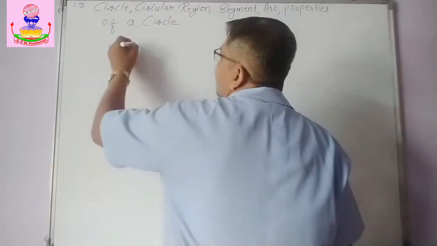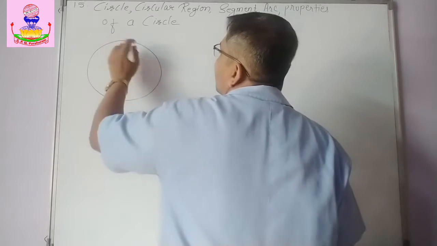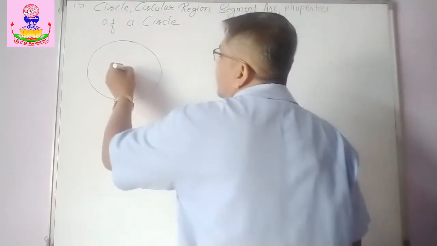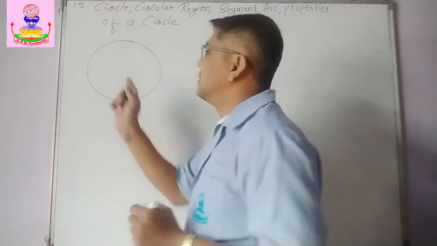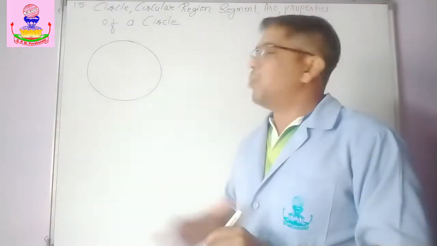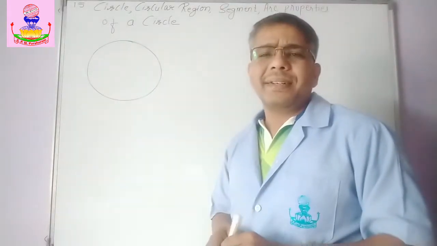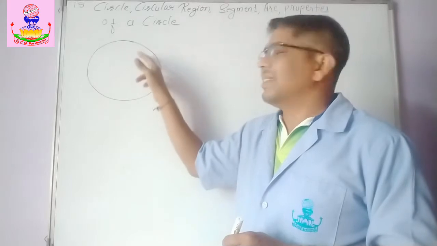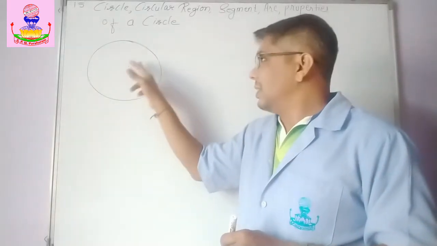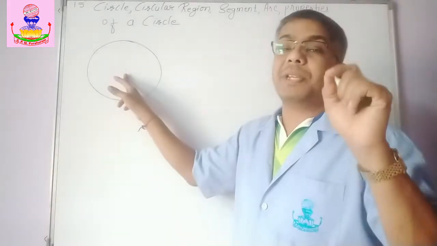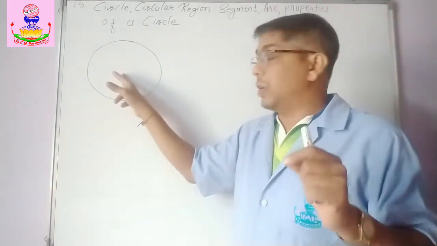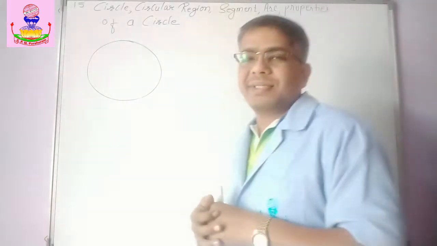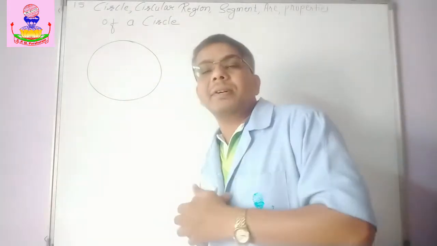A circle is nothing but a set of points which are located at a definite distance from a fixed point or a given point. This is a set of infinite points located at a fixed distance from a given point. So this is the given or fixed point, and that set of points located at a fixed distance is called the circle.